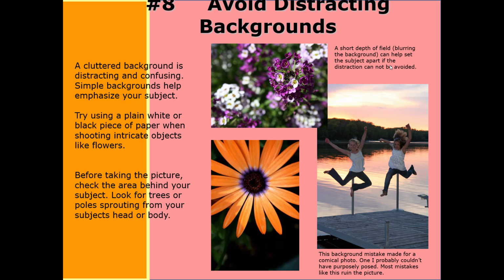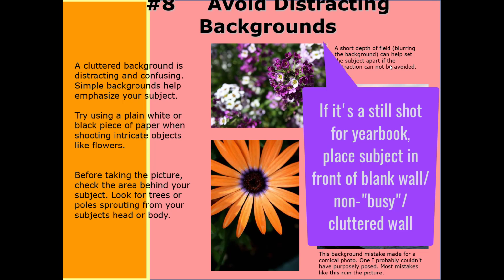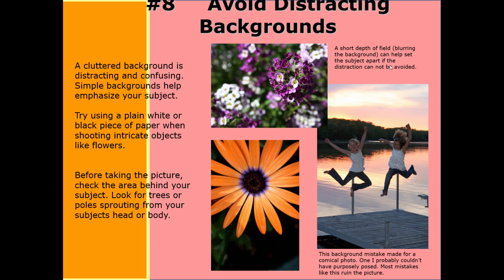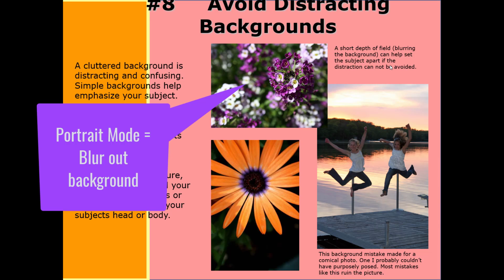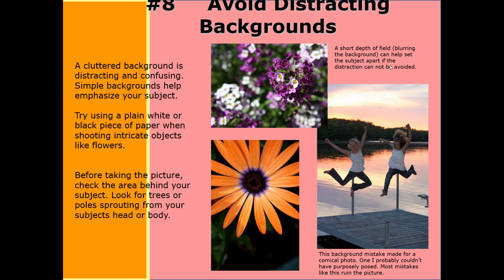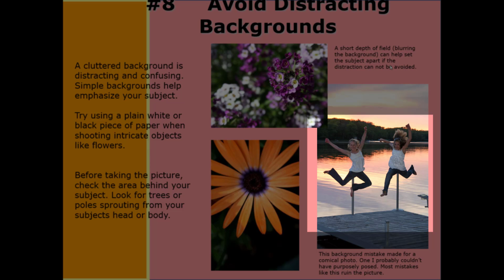Number 8, we've talked about it before, but it's avoiding those distracting backgrounds. So in yearbook, if we're taking pictures of subjects and it's just supposed to be that person's face, get them in front of a blank wall or something where there's not a lot of stuff going on in the background. Emphasize the subject. If you can use portrait mode on a cell phone where you can blur out the background, that'd be super, super cool. And then just be wary of what could potentially happen in the background, like these poles sprouting from your body or maybe a tree from your head.